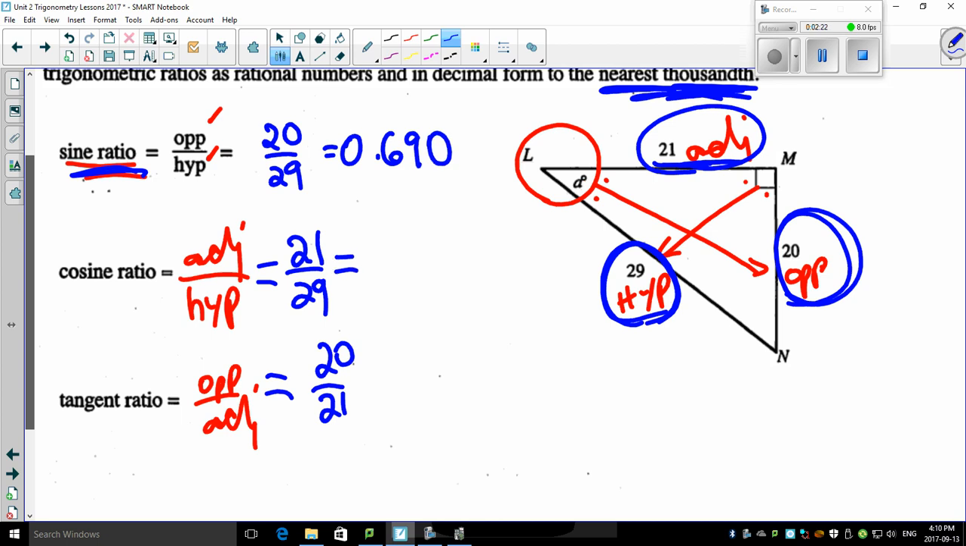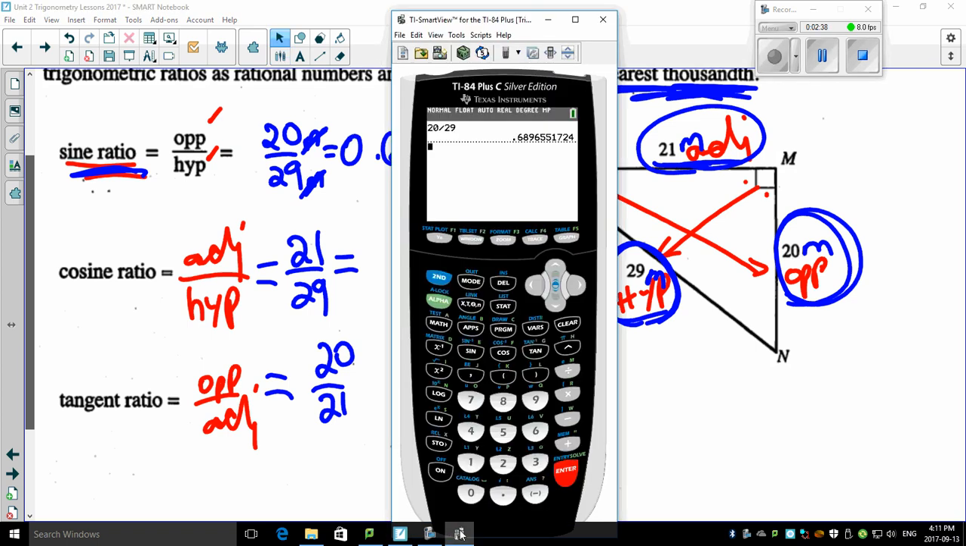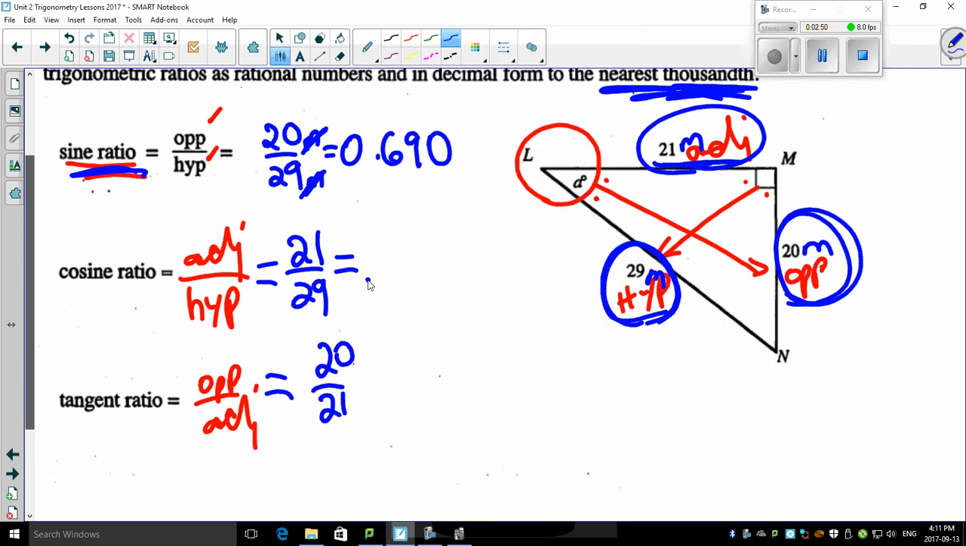And no, there are no units for this. If this was, let's say, meters, and this was meters, and this was meters, this would be 20 meters over 29 meters, and the meters, of course, would cancel. So there are no units for this ratio. Look at the cosine ratio. Same kind of idea. Bring up the calculator. 21 divided by 29 gives you, to 3 decimal places, 0.724. There's the value. Again, no units.